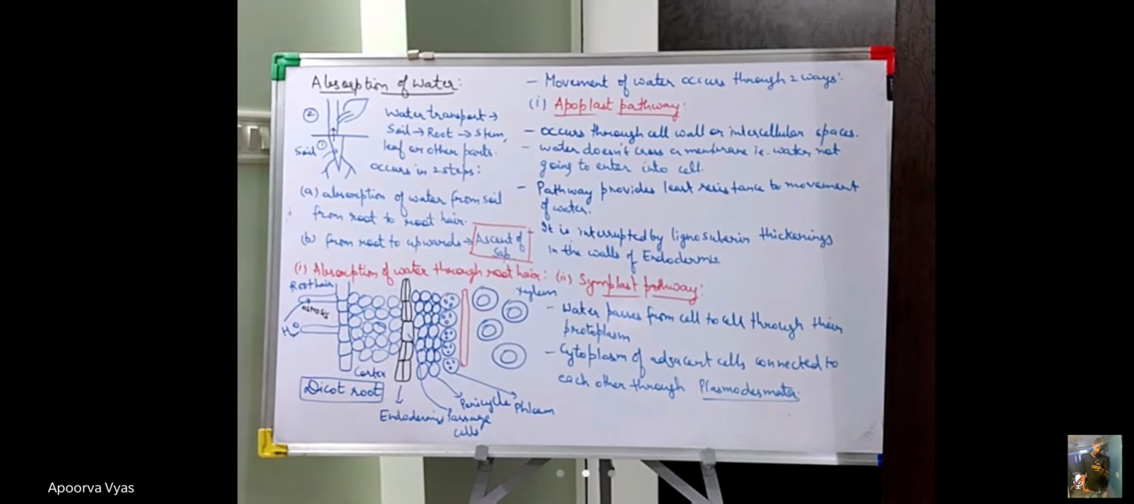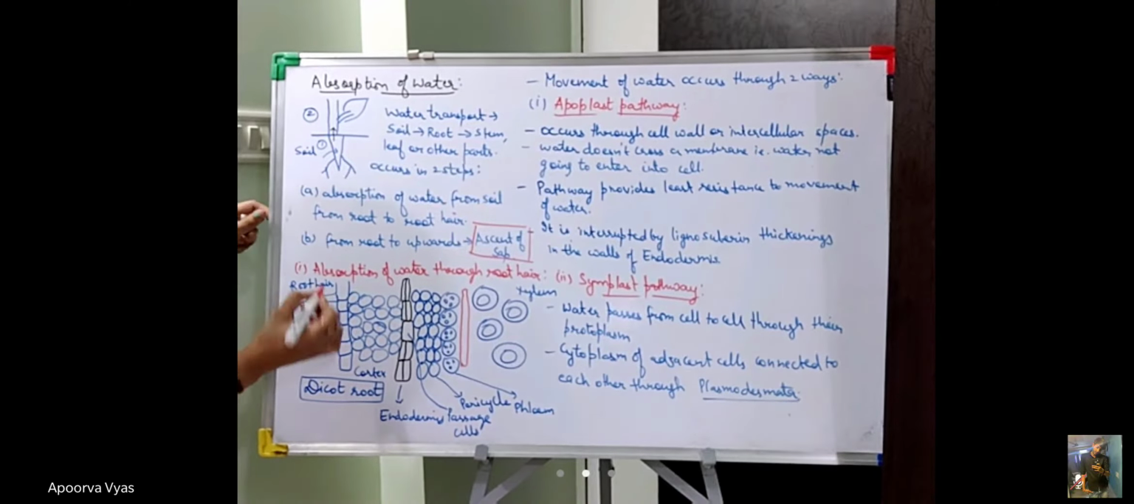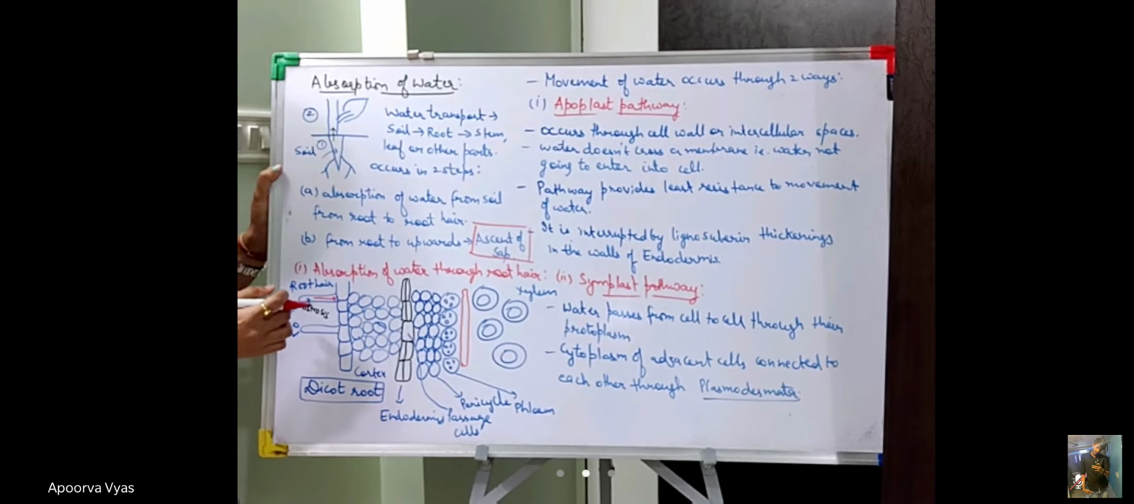तो यहाँ पे से water root hair के अंदर कैसे enter करेगा? It will enter through osmosis. So now this water will enter into the root hair. अब root hair में enter करने के बाद what will happen? So now this water has actually entered into the root hair.